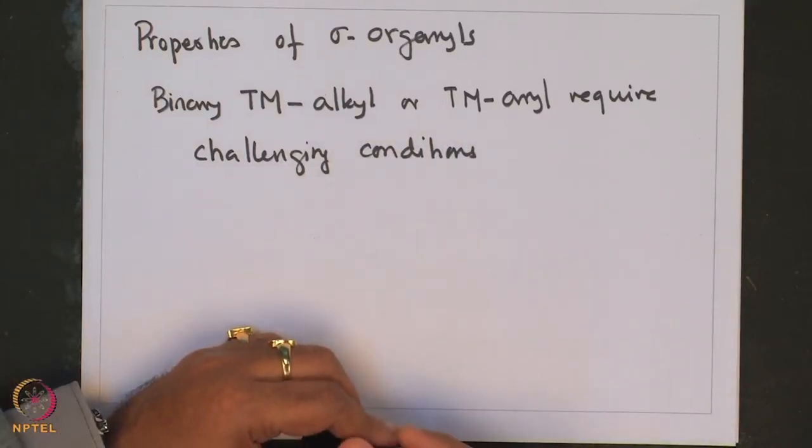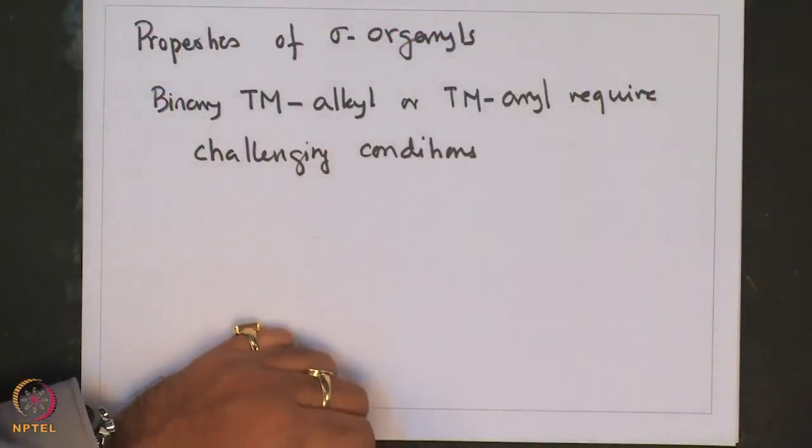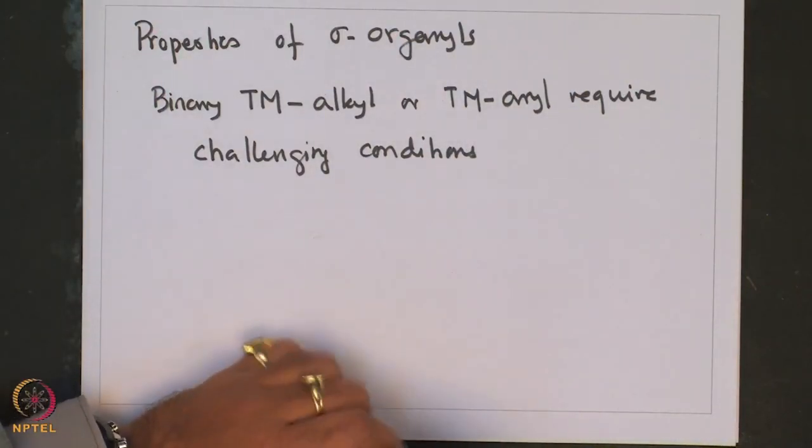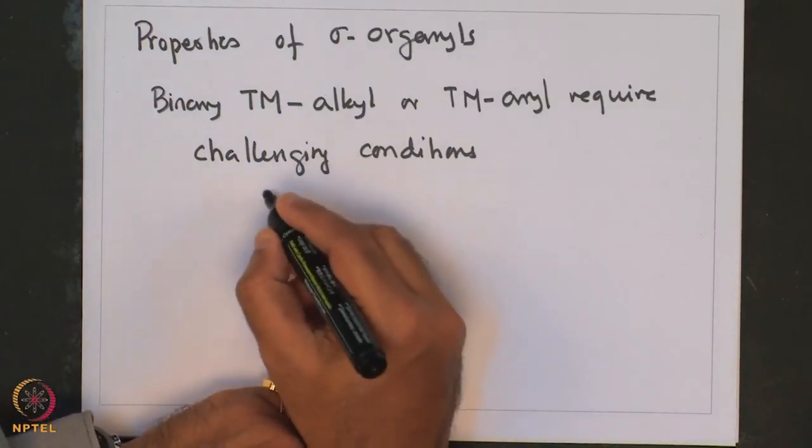So, having discussed all the synthesis methods, we are going to talk about properties of transition metal sigma organyl complexes. Initially, these complexes were thought to be thermodynamically unstable, but later it was found that they are indeed thermodynamically stable, but their reactivity arises from their kinetic lability, and that is a challenge for preparing them. In this regard, binary transition metal alkyls and binary transition metal aryls pose a great challenge preparatively. However, they are often prepared as solvates.